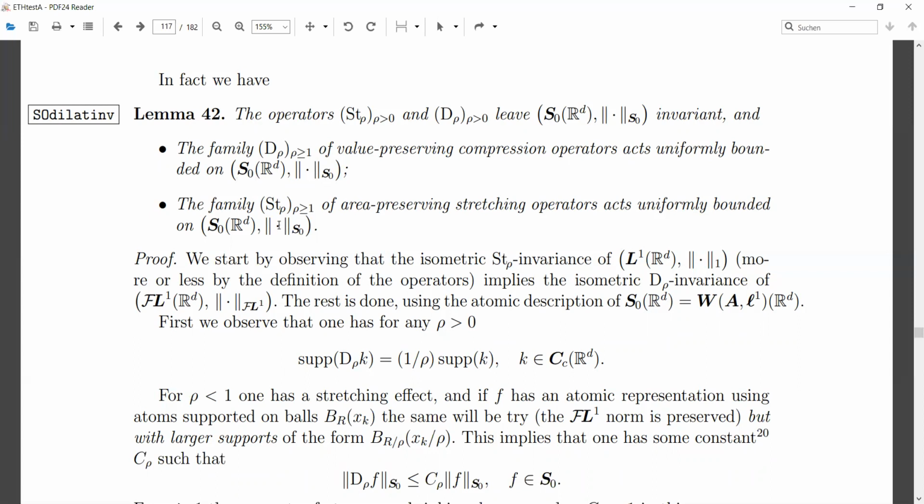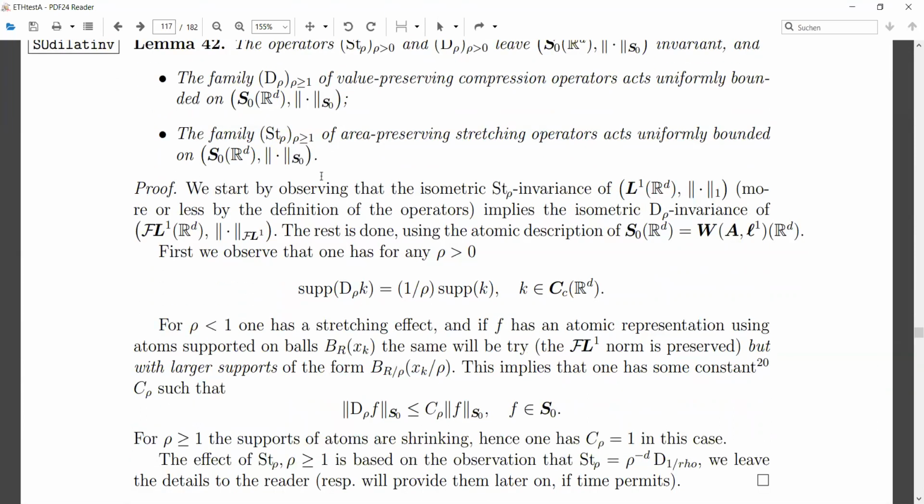The same thing in the opposite direction is, of course, then valid for the ST rho operator. So here you're taking not compression, but you're stretching. So you take a kind of mean value. If you would start with a box function from -100 to +100, you stretch by rho equals 200 to get a box from -1/2 to +1/2. And the amplitude would be 1/200 because the area should be preserved. So that operator is also uniformly bounded. This family of operators is uniformly bounded on S0.